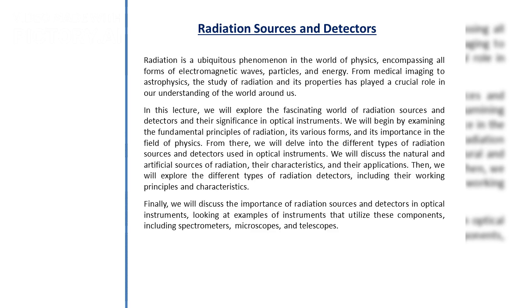We will begin by examining the fundamental principles of radiation, its various forms, and its importance in the field of physics. From there, we will delve into the different types of radiation sources and detectors used in optical instruments. We will discuss the natural and artificial sources of radiation, their characteristics, and their applications. Then, we will explore the different types of radiation detectors, including their working principles and characteristics. Finally, we will discuss the importance of radiation sources and detectors in optical instruments, looking at examples of instruments that utilize these components, including spectrometers, microscopes, and telescopes.